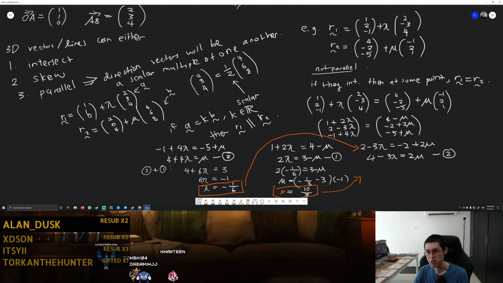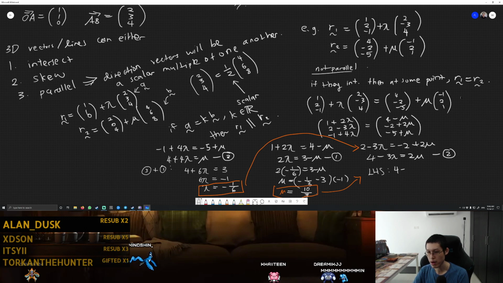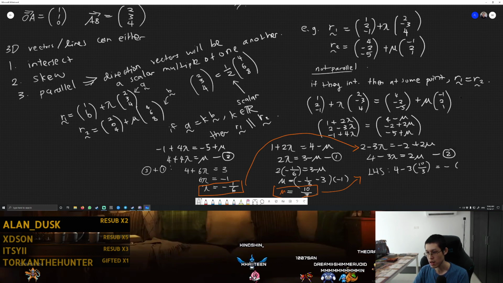If they do not work, if the left hand side does not equal the right hand side, then they do not intersect, which means they are skew. Okay, so let's see, left hand side, what do we have? We have 4 minus 3 times 10 over 3. What is that going to give us? 4 minus 10 is negative 6.